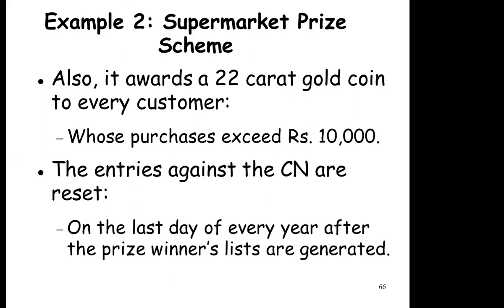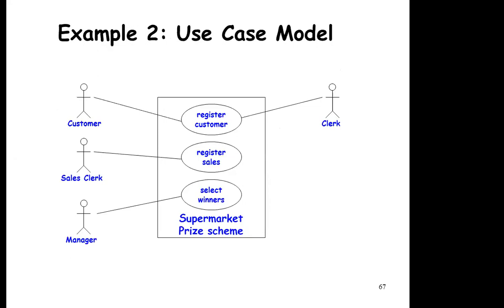Right? So just see the use case model here. There are different types of customer. In the previous example, there was only one player. So just see the different actors in this diagram. There are three actors in this diagram.